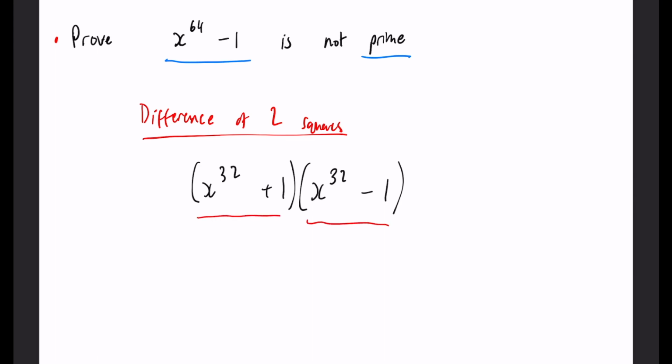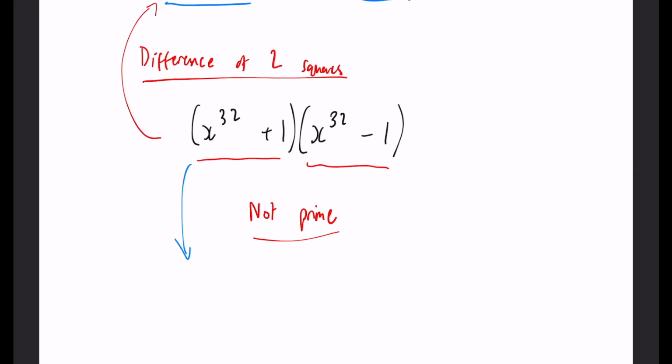And because these are technically factors of the original, because these two multiply together to make this expression, this means that it is not prime because it has other factors. The whole way this works, again, I will explain in depth in another video, but when you expand it out using the double bracket method, just like the maths we used for the double expansion, the x term in the middle will cancel out because of the plus and the minus 1. So you're just left with the x to the 64 minus 1. And that is our final answer.